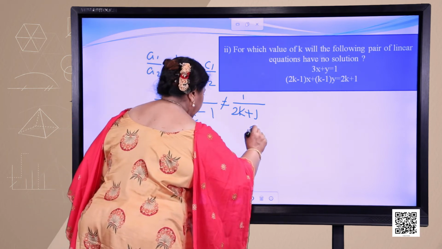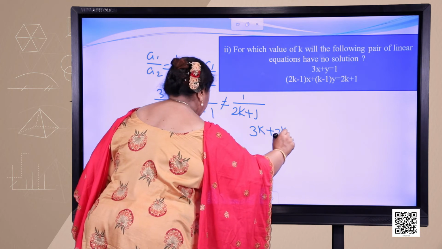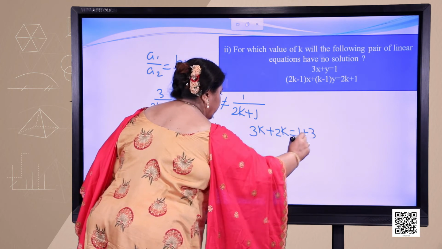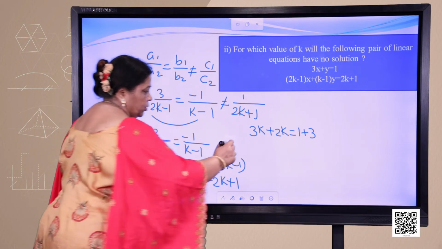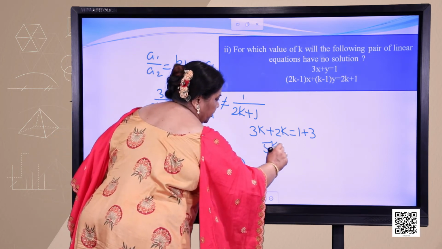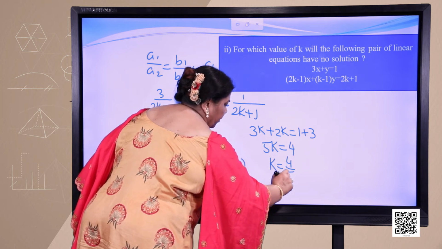That is 3k plus 2k is equal to 1 plus 3. 3k minus 2k becomes plus 2k. So, 5k is equal to 4 or k is equal to 4 upon 5.